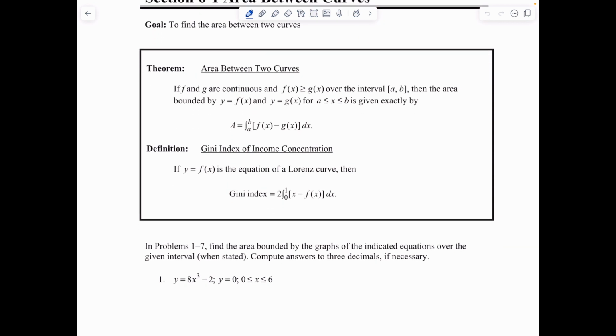And our definition of the Gini index of income concentration: if y is f of x, is our equation of a Lorenz curve, then the index is 2 times the integral from 0 to 1 of x minus f of x.